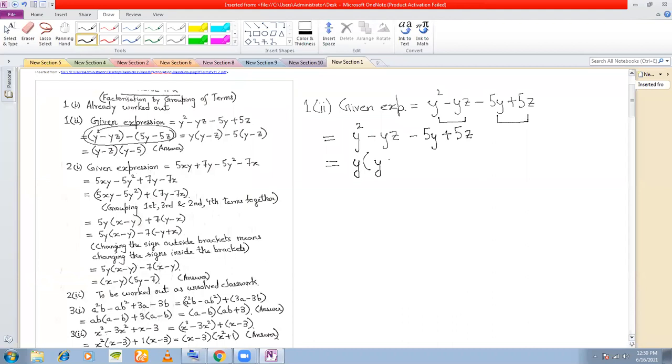You're left with a y here minus, and from yz, you're taking out y. That means you're dividing by y. You're only left with a z. And here you give a minus sign. HCF of these 2 here is 5. So you take out this 5. Once you take out this 5, from 5y, you're taking out 5. From 5y, you're dividing by 5. You're only left with a y.